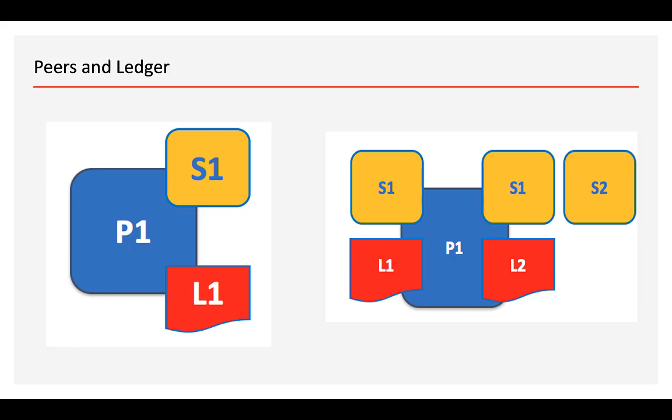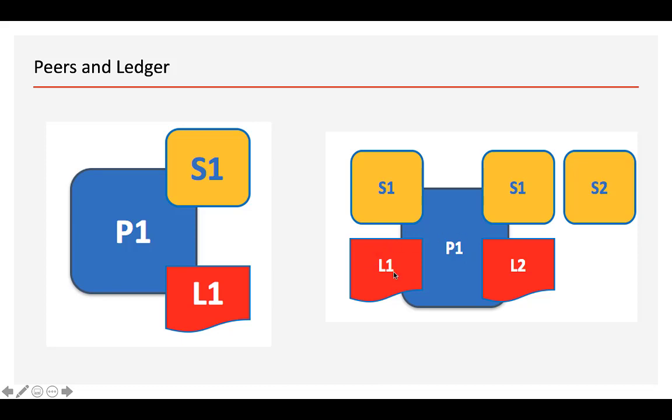So this is just a few pictorial representations from IBM's own slides. Every peer will have a Docker running in them, and the smart contracts run in their own Dockers, and then they have a copy of the ledger and the world state database, and then you can have multiple smart contracts and multiple ledgers.